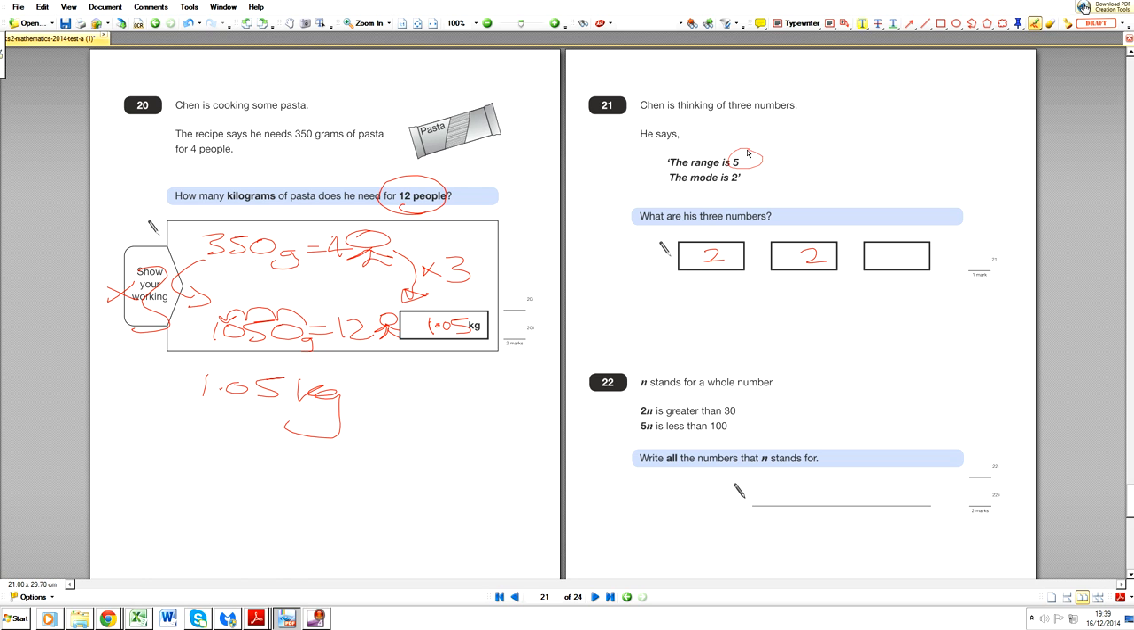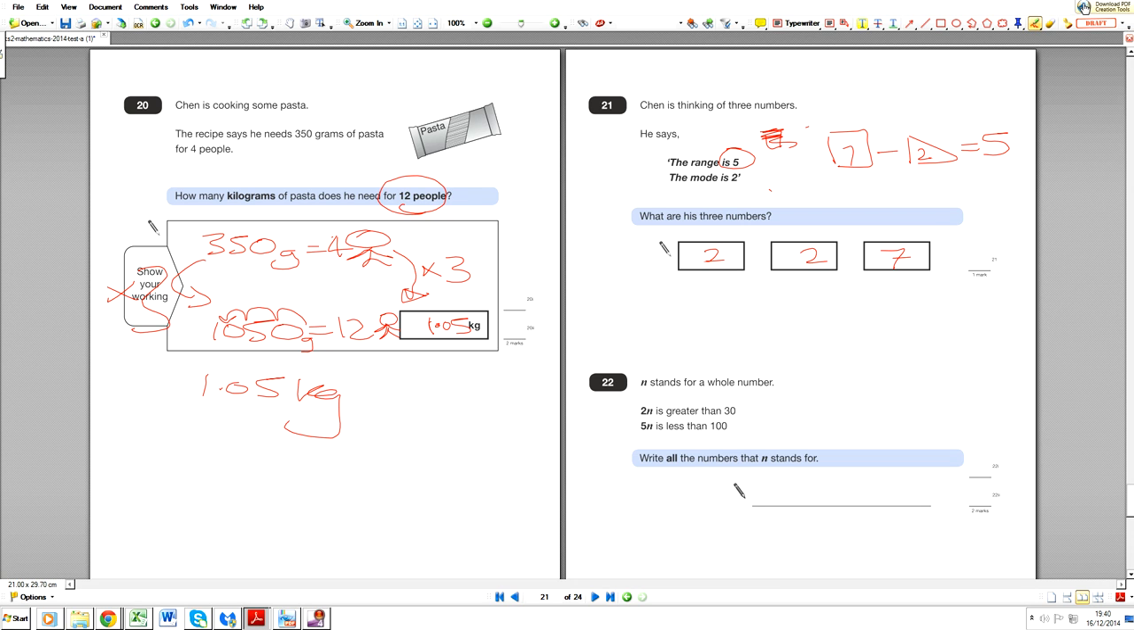Now, how do you get a range of 5? So the range is a large number minus the small number, which is equal to 5. So if the smallest number was 2, something take away 2 is 5. What is it? 7. So 7 could be the biggest number there, and that will give you a correct possible answer for that.